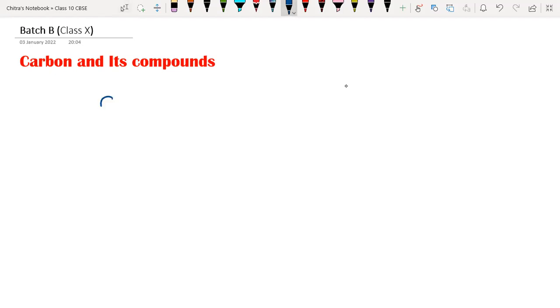Okay, so carbon is, is the screen visible, everyone? Yes, sir.